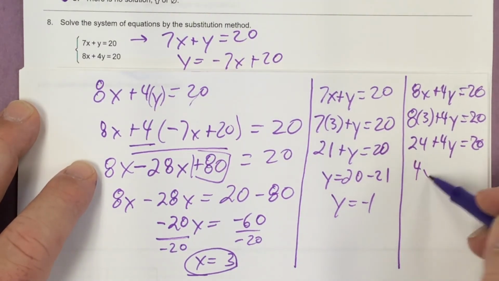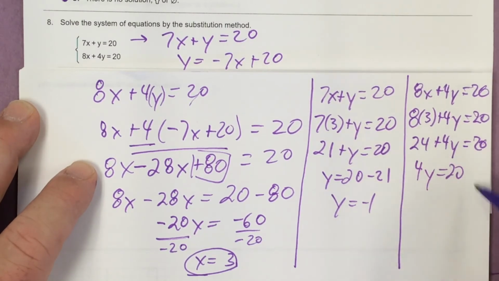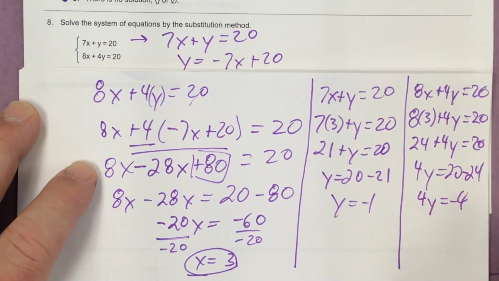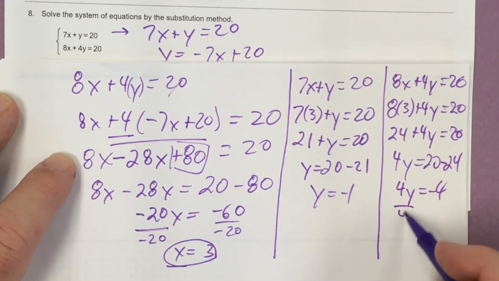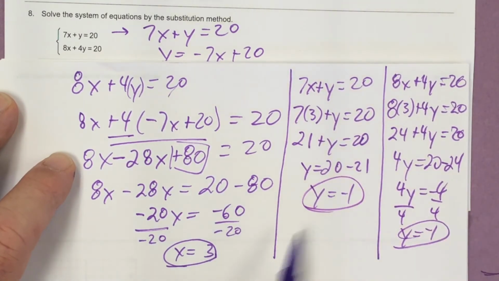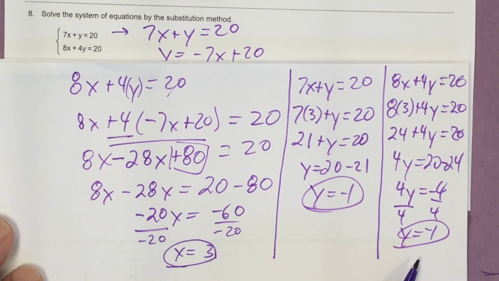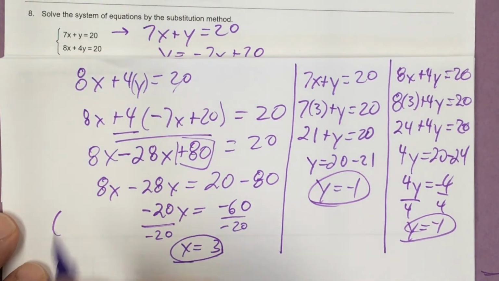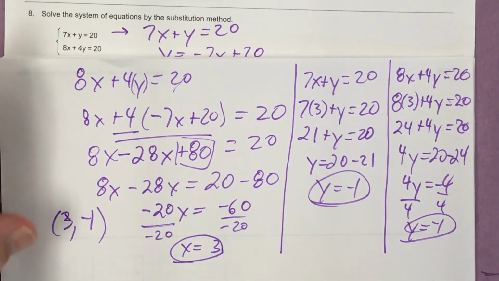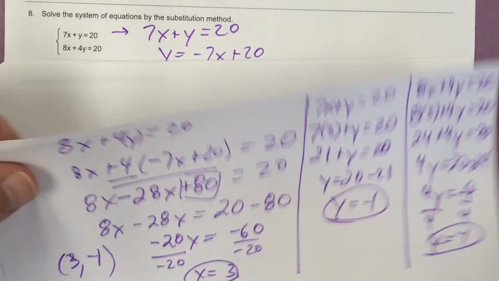So I'm going to write now for y, 4y is equal to 20, bringing this over here is going to be minus 24. That's going to be 4y is equal to negative 4. And then if I divide both sides by 4, y will equal negative 1. So making sure that I get the same answer here, my solution for this system is going to be 3, negative 1. And that's going to be question 8, worked out completely.